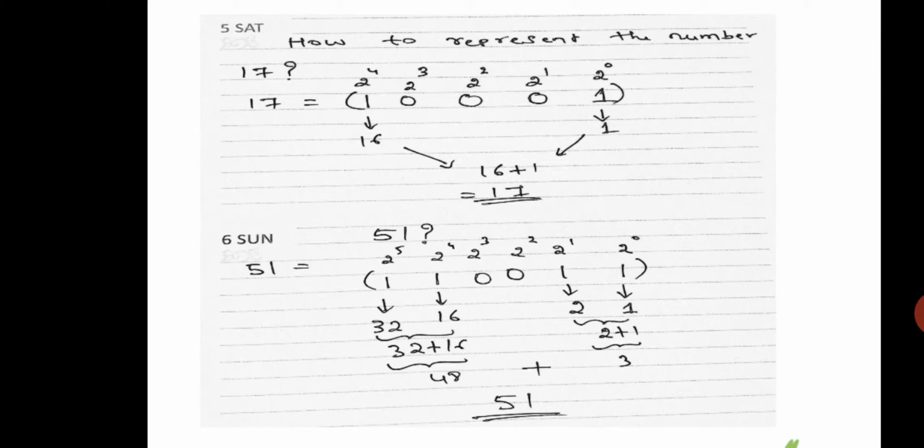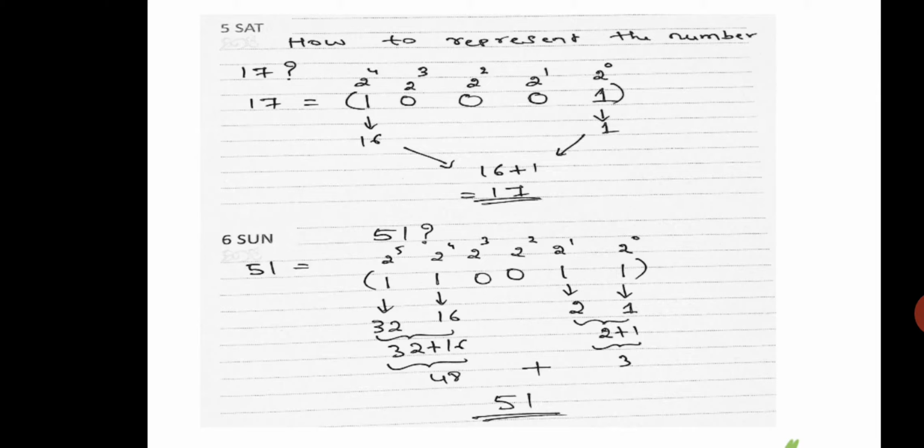Understood? So that is the reason why below the 2 to the power 4 position, I put 1. Now I don't want 2 to the power 3 position. I don't want 2 to the power 2 position. I don't want 2 to the power 1 position. But I need 2 to the power 0 position because I want to get the number 17. Now I already got 16. I need one more to add to 16. So I need 2 to the power 0 position also. That's why I put 1 below the 2 to the power 0 position. So total, how much did I get? 16 plus 1. That is nothing but 17.